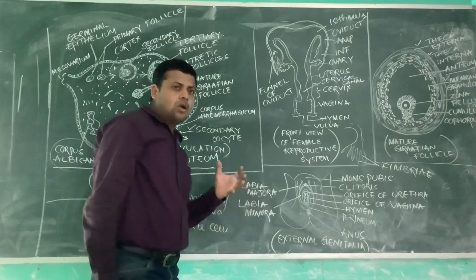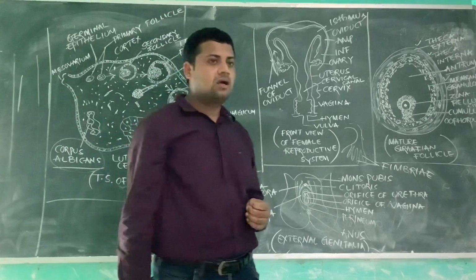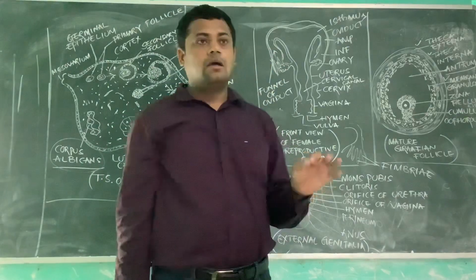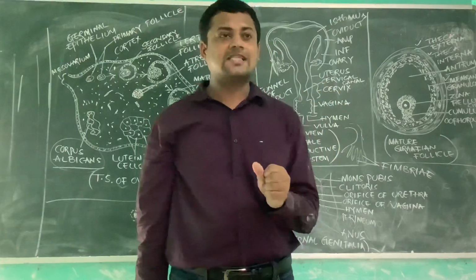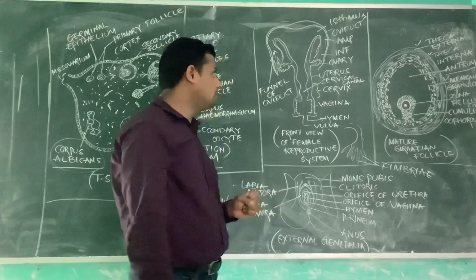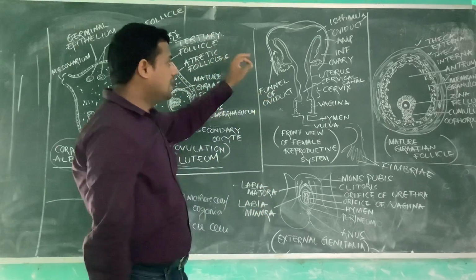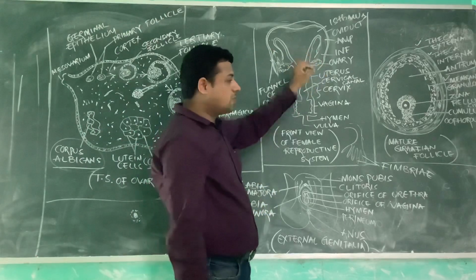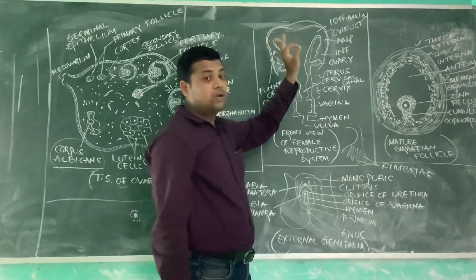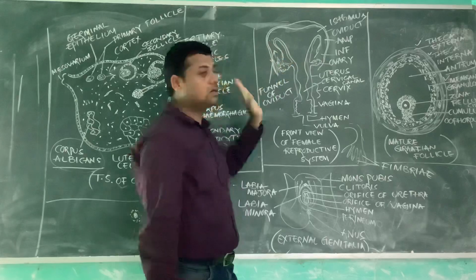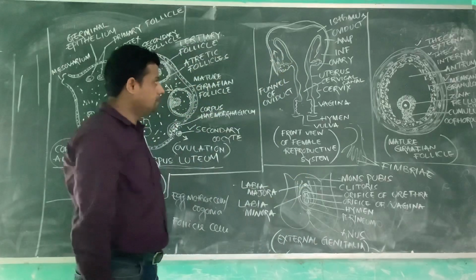So, what is the role or function of the oviduct or fallopian tube? Mainly fertilization, that is, the union of sperm and ovum takes place in the oviduct or fallopian tube. Mainly, fertilization takes place in the ampullary-isthmic region of the oviduct or fallopian tube.